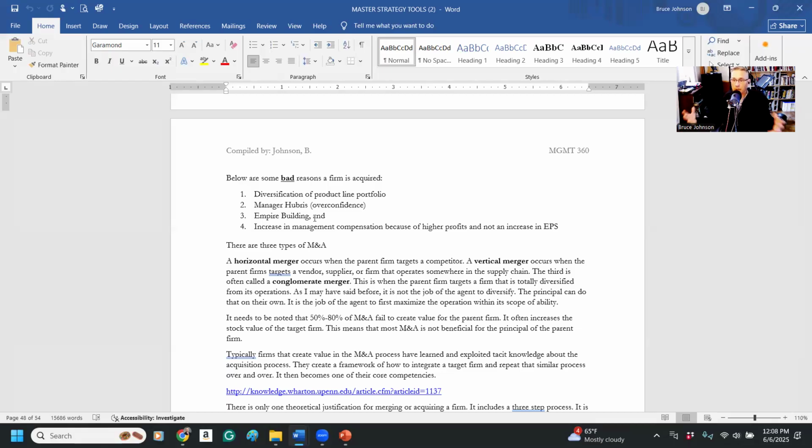So CEOs will go create an empire, and that is not a good reason to get into these other markets. Competitive advantage and core competencies are the reasons why you would want to do that. These are all very similar and related to each other: management hubris, or overconfidence. Remember, 50 to 80% of mergers and acquisitions fail. The leader might be trying to build an empire, and then an increase in management compensation because of higher profits.